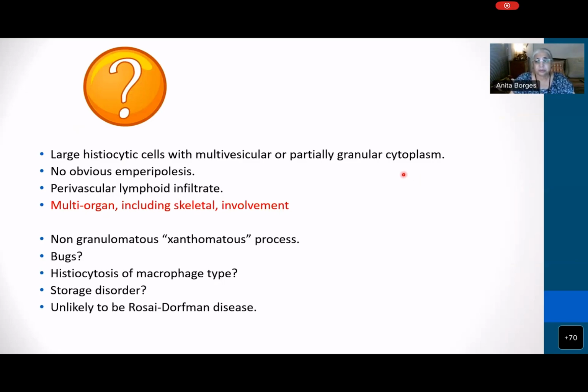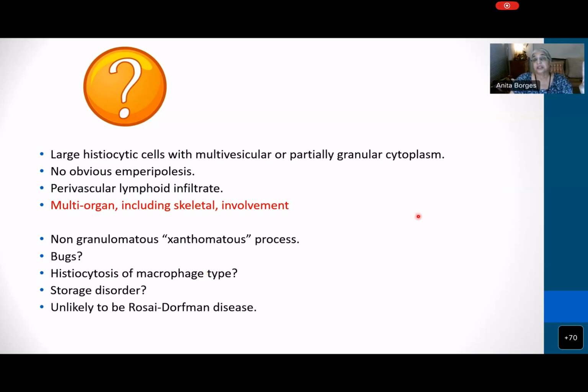So we saw all this, but the important thing is it's not just the brain. There's multi-organ involvement, including skeletal involvement. You're absolutely right, Angela. This is not a granulomatous, xanthomatous process. It is not an epithelial granulomatous process. Are there bugs? No, we didn't see any bugs. It's a histiocytosis of macrophage type, right? Could it be a storage disorder?